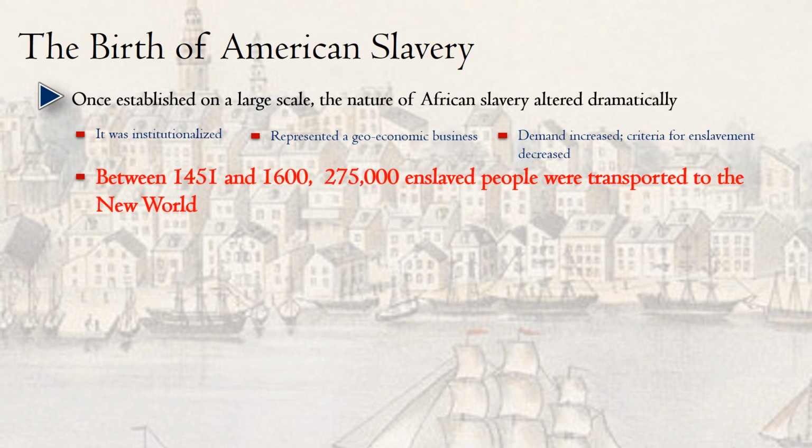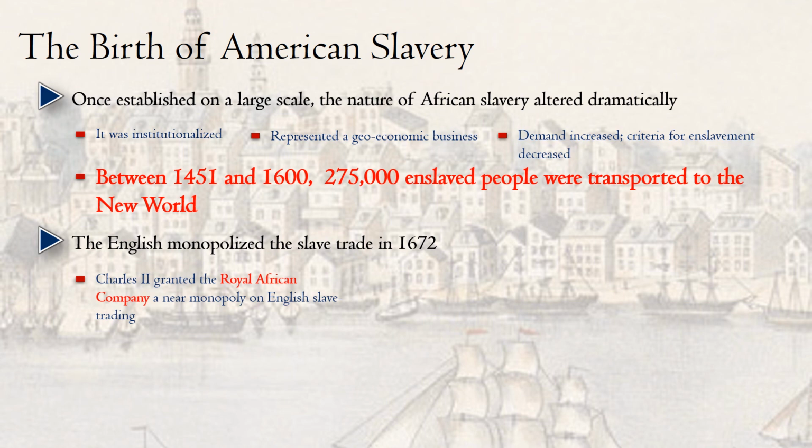So between 1451 and 1600, about 275,000 enslaved people are going to be transported to the New World. And that number is relatively small compared to the entire number of people that are going to be forcibly transported to the New World by the time the slave trade ends. The English monopolized the slave trade in 1672, taking the place of the Portuguese. And to that end, Charles II, the king, grants the newly formed Royal African Company a near monopoly on slave trading. And this means that for the English colonies, it's a cheaper supply of enslaved people.